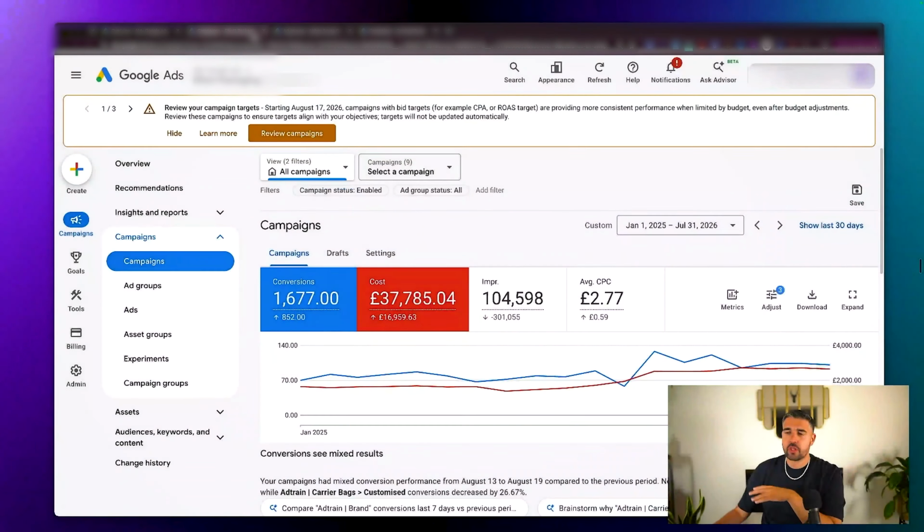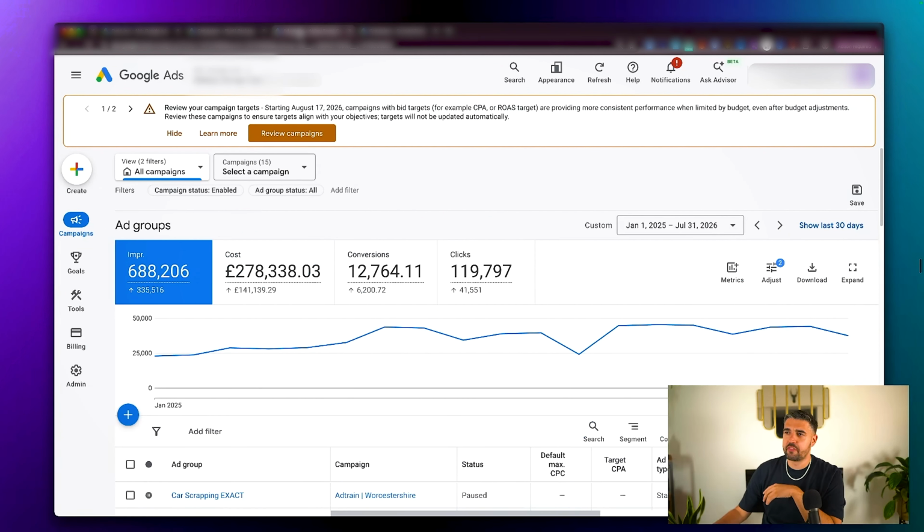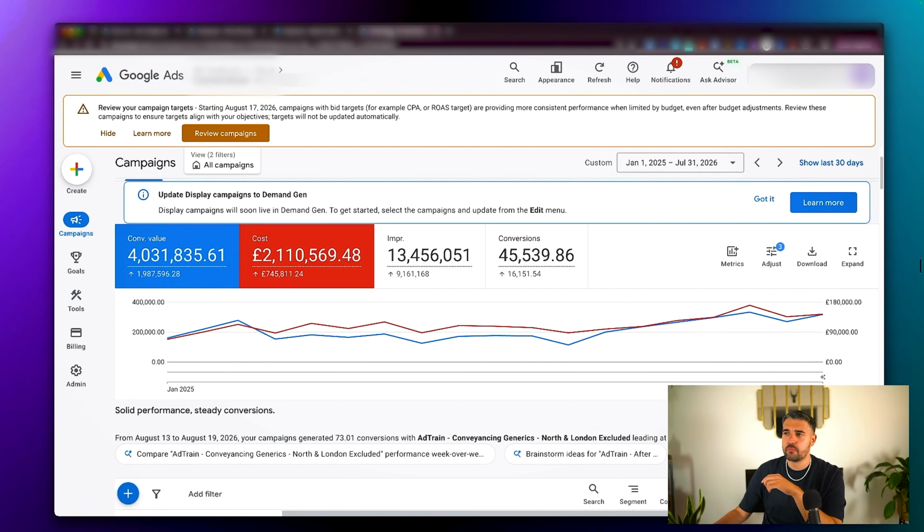If you're wasting money on Google Ads, watch this. This is free real Google Ads accounts. This one spends $2,500 a month, this one spends $20,000 a month, and this one spends $200,000 a month. This is not theory, this is the actual dashboards side by side of clients that I manage.